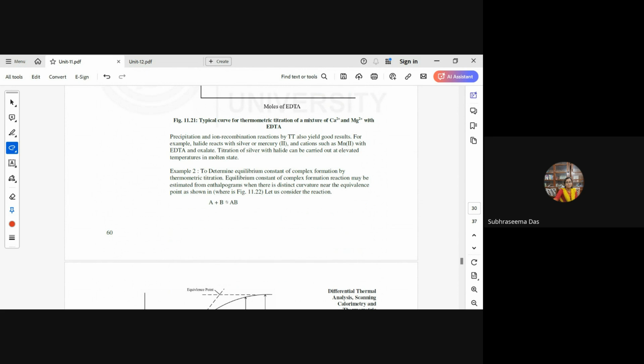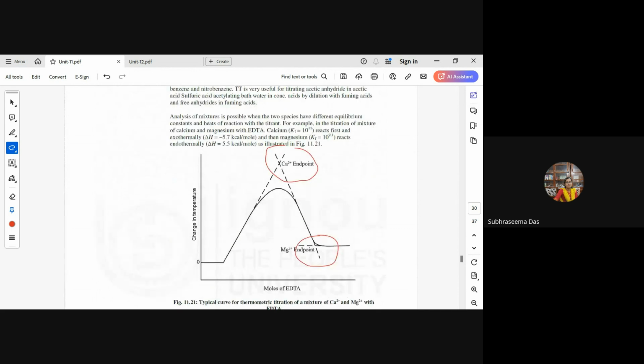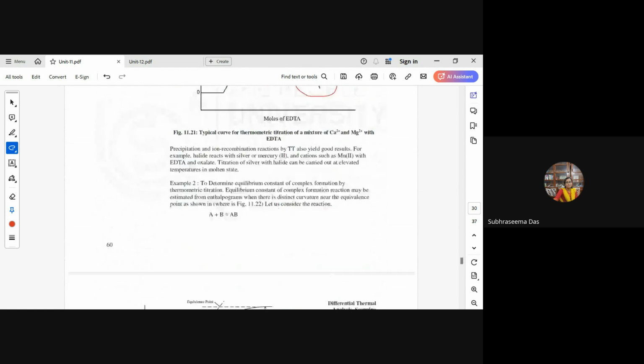Precipitation and ion recombination reactions by thermometric titration also yield very good results. For example, when halide reacts with silver or mercury, and cations such as Mn2+ with EDTA and oxalate, such titrations are preferred, and from the curves they can be easily estimated.